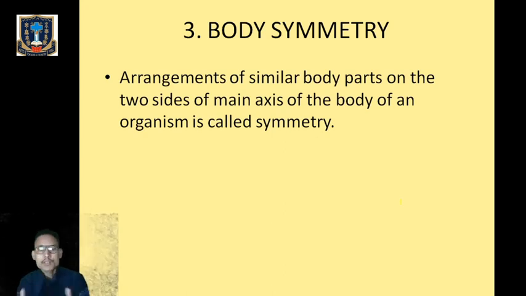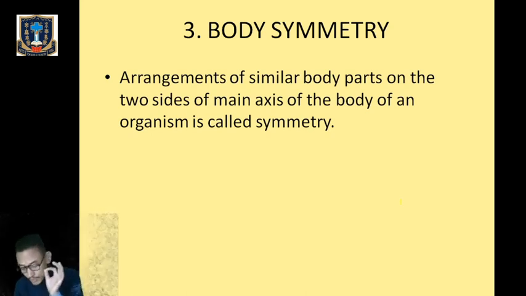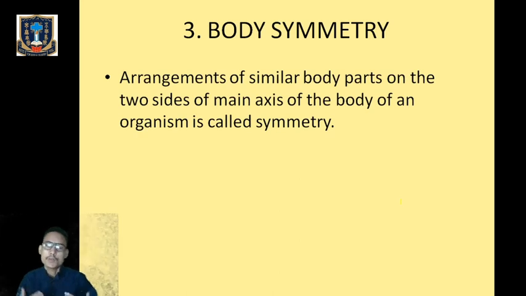This is mainly called symmetry, because there are certain animals that, when we cut them into two equal parts, can be divided into two equal parts with similar body parts, or they cannot be divided into two equal halves. That we are going to learn. So remember, symmetry means the arrangement of similar body parts on the two sides of the main axis of the body of an organism, simply a human being. Thus if we cut it from the main axis, we can divide ourselves into two equal halves with equal body parts, and that is called symmetry.